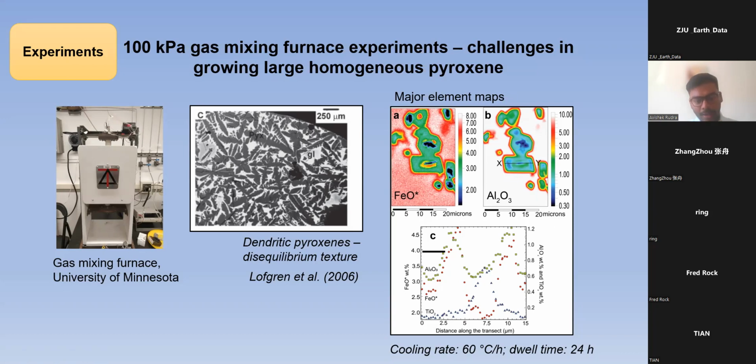And this is an example. People have struggled previously to grow large CPX or OPX crystals. And you can see here that if we grow pyroxenes at a relatively quick rate, that is, if we cool the system at a relatively quick rate, it grows highly heterogeneous pyroxenes, where the aluminum and titanium concentrations change quite a lot within a single grain. It's quite heterogeneous.